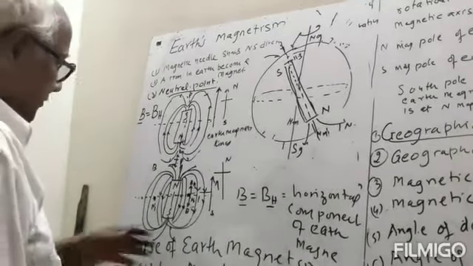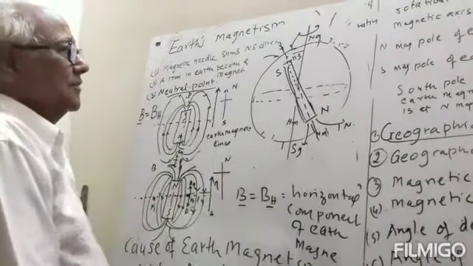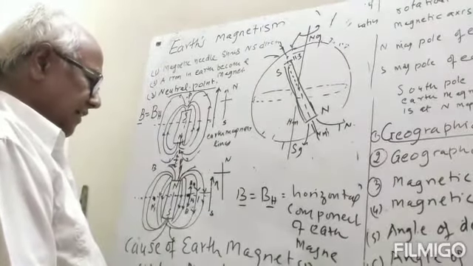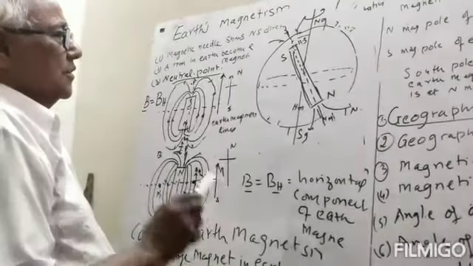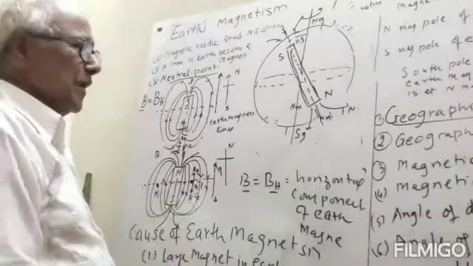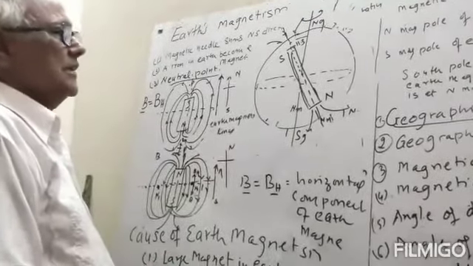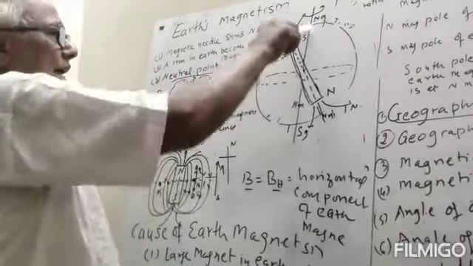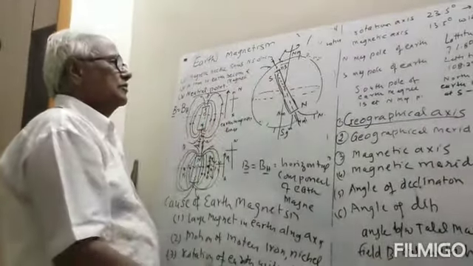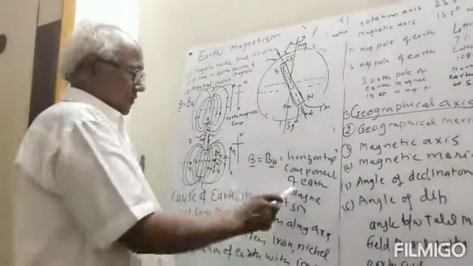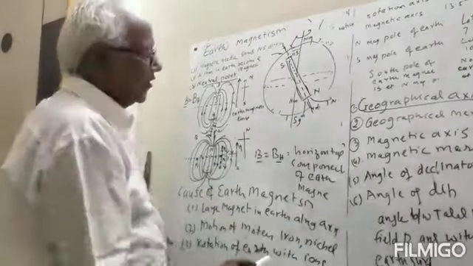Now, what is the cause of the earth's magnetism? How to explain that there is an earth magnet? The first theory given supposes that there is a huge bar magnet well inside the earth, in the same direction as the axis of rotation of the earth, and so there is a magnetic property of the earth. But this theory is not correct.